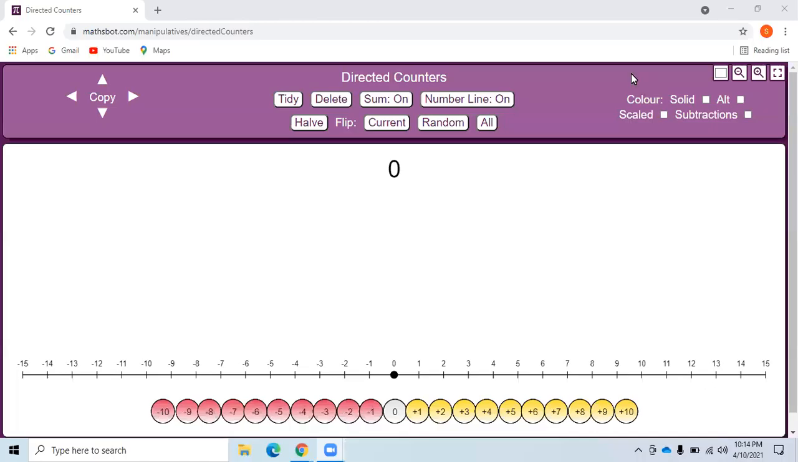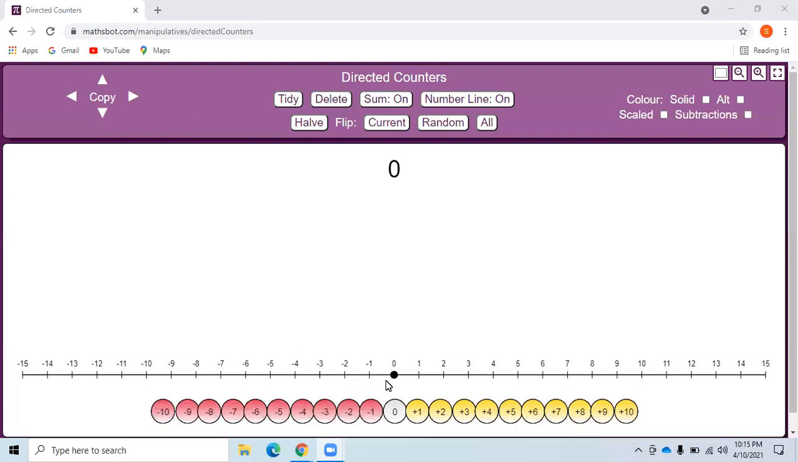Adding integers on a number line. On a number line, numbers increase as they move to the right and decrease as they move to the left. When we add numbers on a number line, we start at 0. We move to the right if we are adding a positive number, and we move to the left if we are adding a negative number.